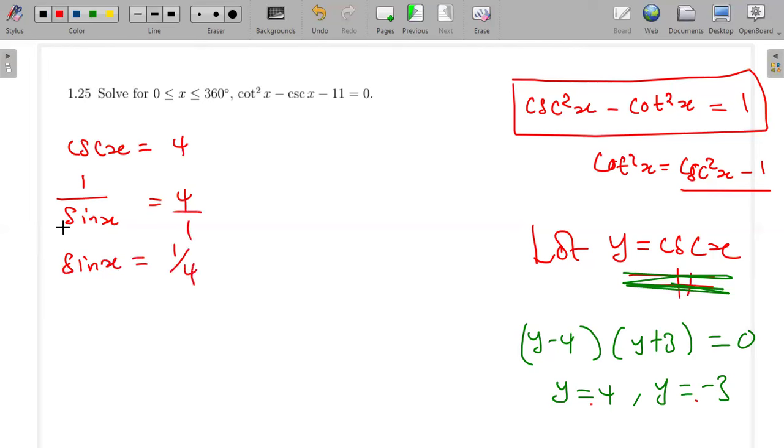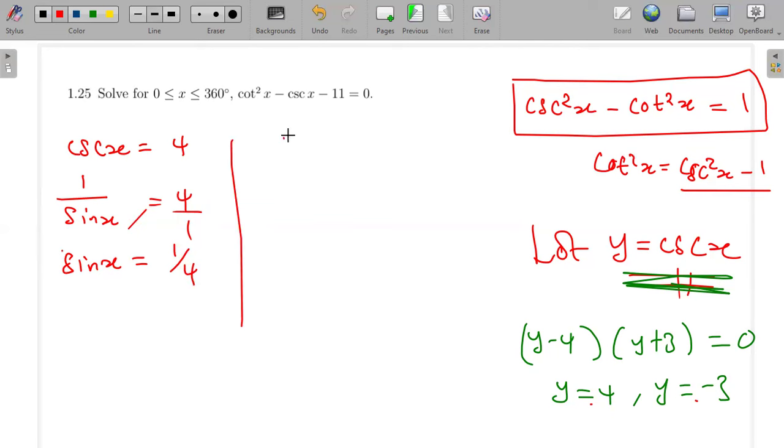Okay, so how did I do that? This is 1 over sine x. This is 4 over 1. So I move the 1 on top, even the sine x on top, and then whatever is down, I move it. Whatever is on top, I move it down. Even there, I move it down. If you want, you can cross multiply, and then you make sine x the subject of the formula. You still get this. So this is the first equation that I have.